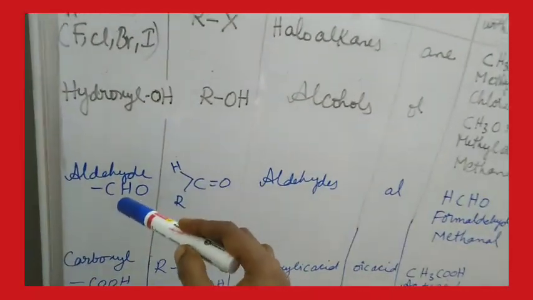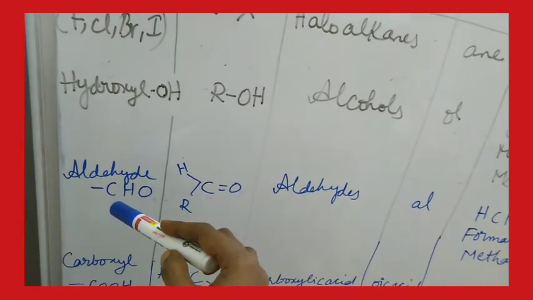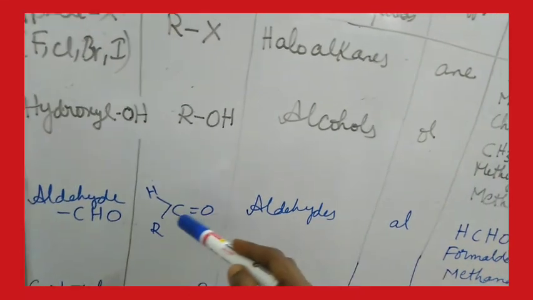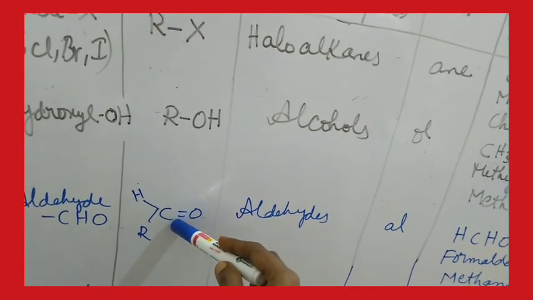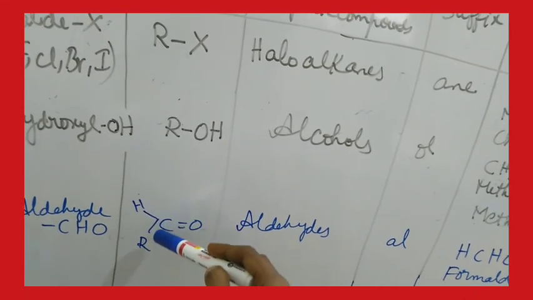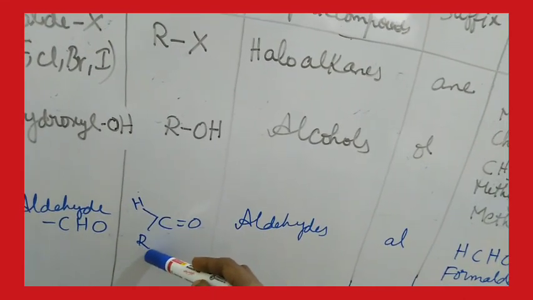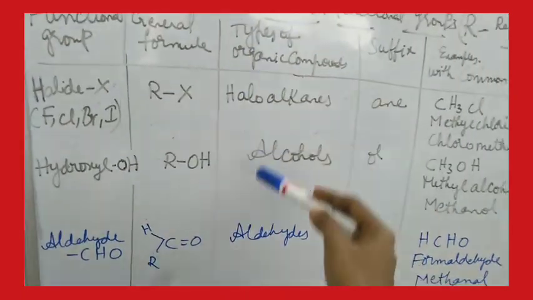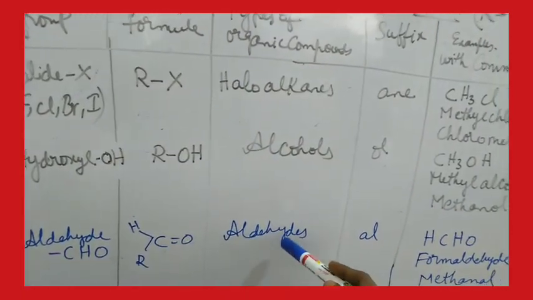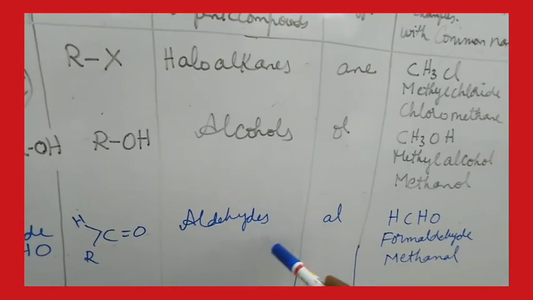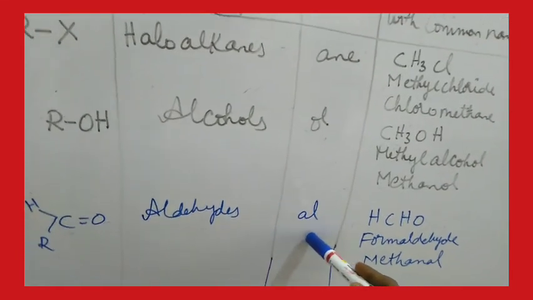Next functional group is aldehyde. That means you link R with CHO. Carbon is double bonded with oxygen, single bonded with hydrogen and single bonded with R. What is R here? Alkyl group. These types of organic compounds you call aldehydes, and the suffix is AL. That means at the end you will have the spelling AL.